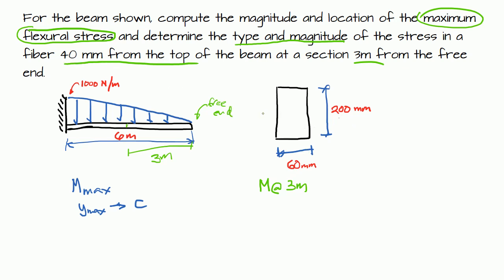Then, 40 millimeters from the top of the beam. So, our fiber, if this is your neutral axis, this must be 40 millimeters from the top. So, if the neutral axis is in the middle, the total height is 200, of course, this is 100. Right? If that is 100 and this is 40, the distance from the neutral axis should be, obviously, 60 millimeters. So, let's start solving this.